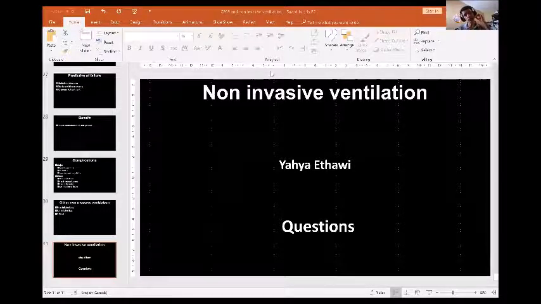CPAP can be used in lung hyperinflation or as an alternative to mechanical ventilation. Well, it depends. Is your patient breathing? Is your patient hemodynamically stable? How much oxygen are you providing? What is your blood gas? So it depends on the indication, whether it's mechanical ventilation or CPAP.